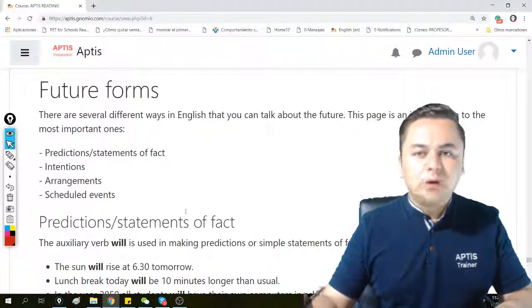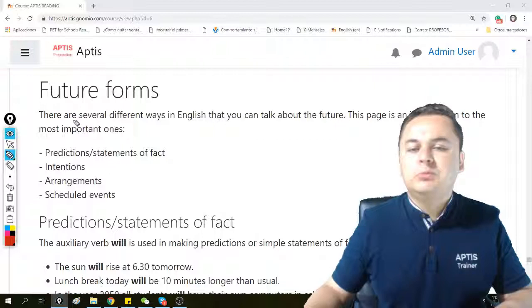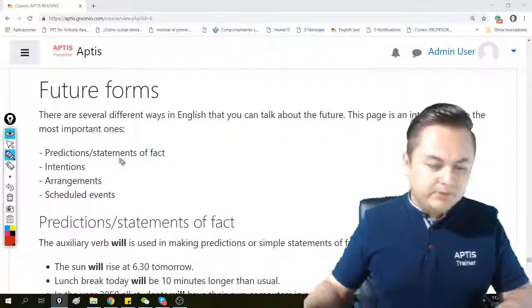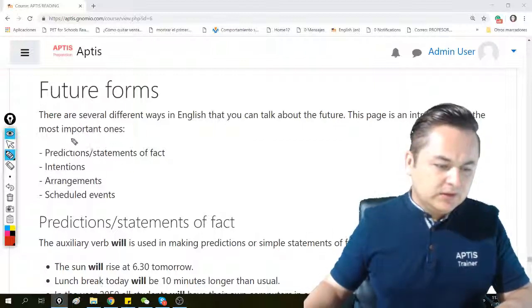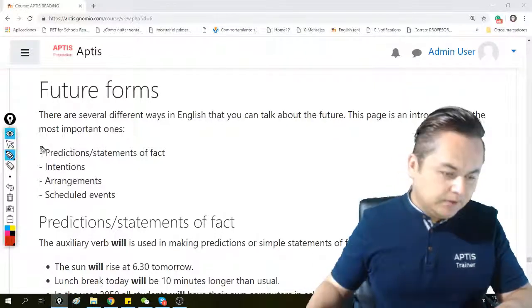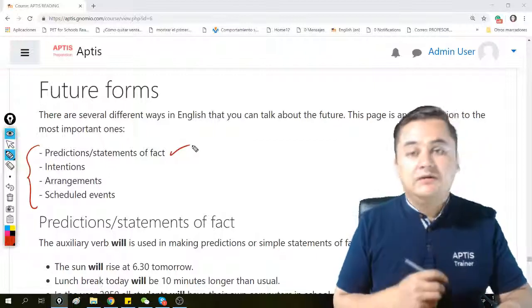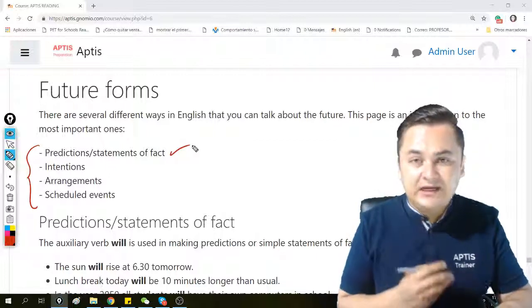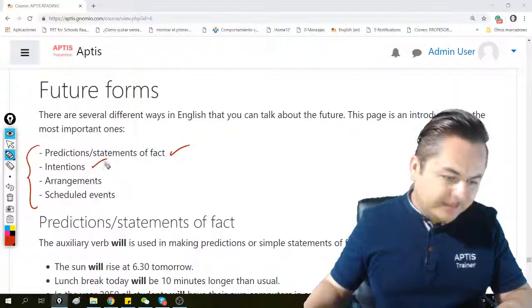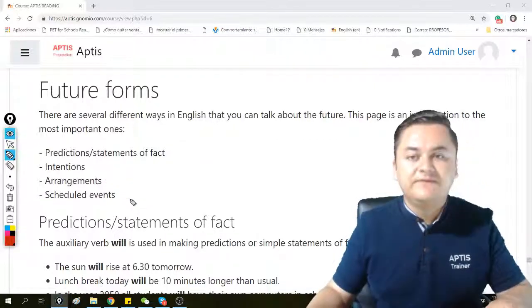So the future forms in English are several, but we are going to discuss the most common ones. We can start by saying that we use several future forms for several purposes. We can talk about predictions, statements of facts, things that happen. We can talk about intentions, arrangements, and scheduled events.